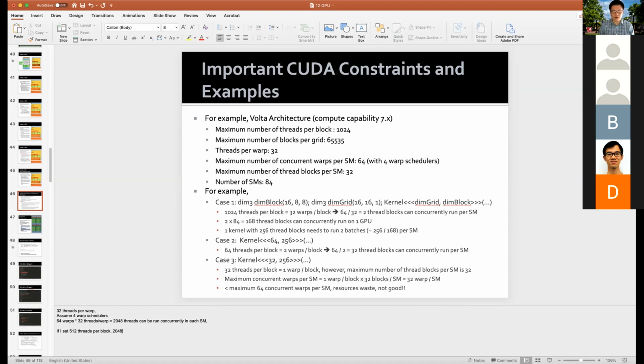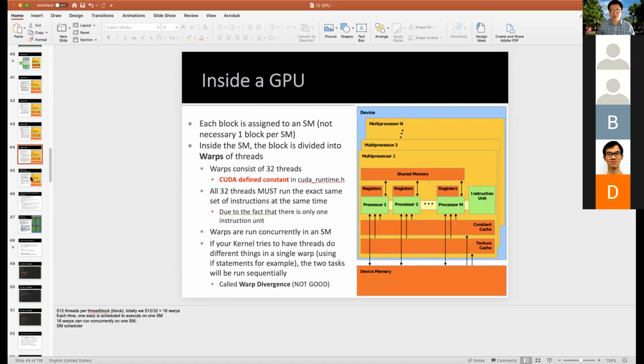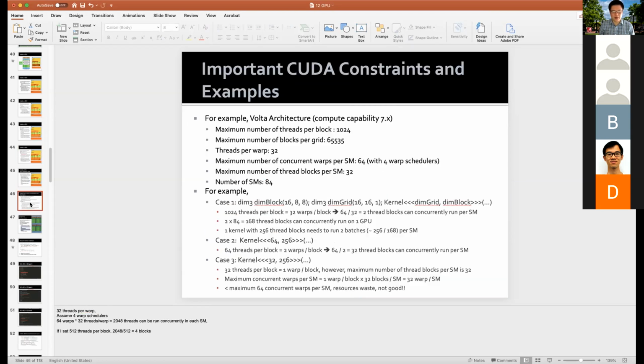That would be 2048 divided by 512. That would be 4 blocks, right? So what does this mean? This means that, as I mentioned in the last slides, each thread block would be assigned to one streaming multiprocessor, but it's not necessarily 1 block per SM, right? Based on our calculation, in this assumption, we can simultaneously run 4 blocks per streaming multiprocessor.